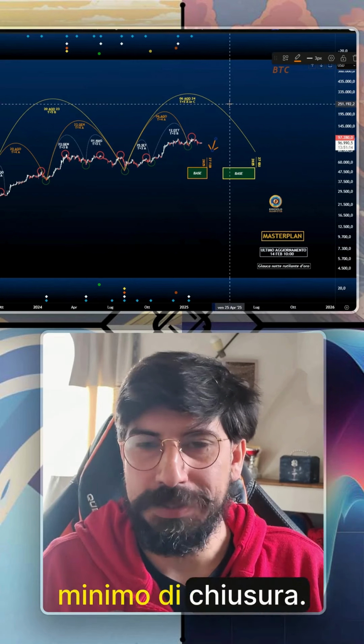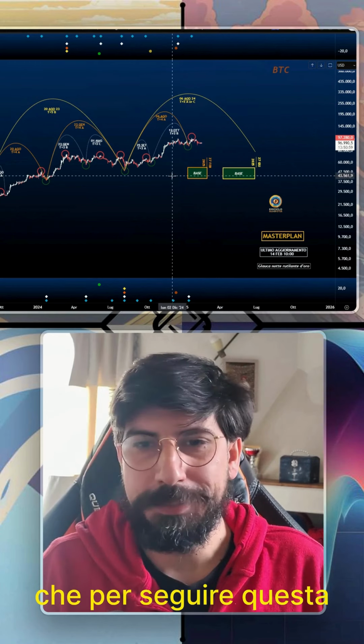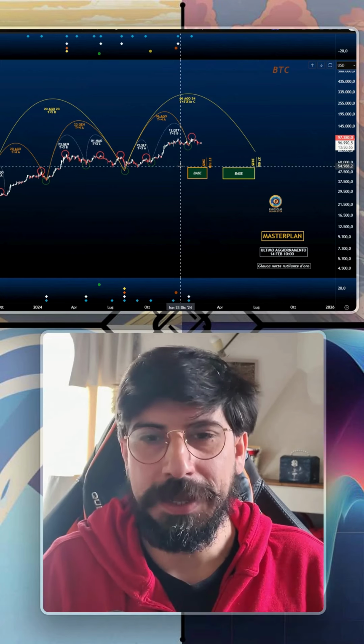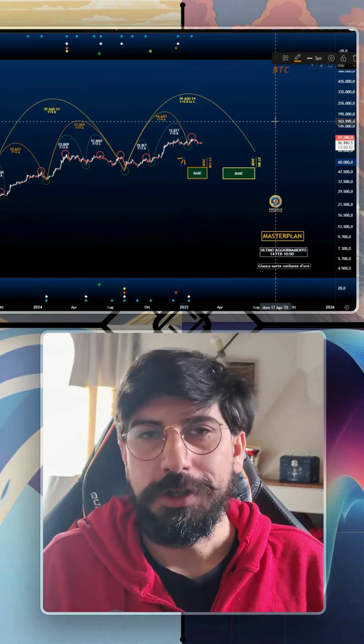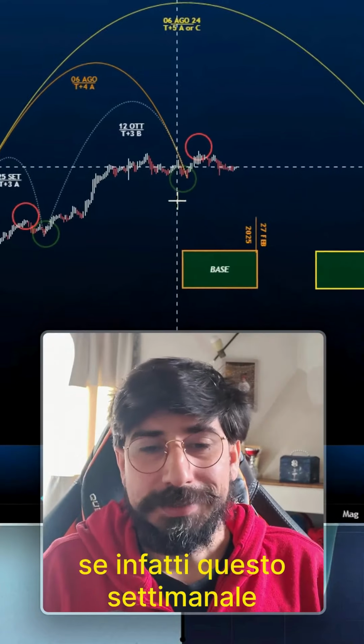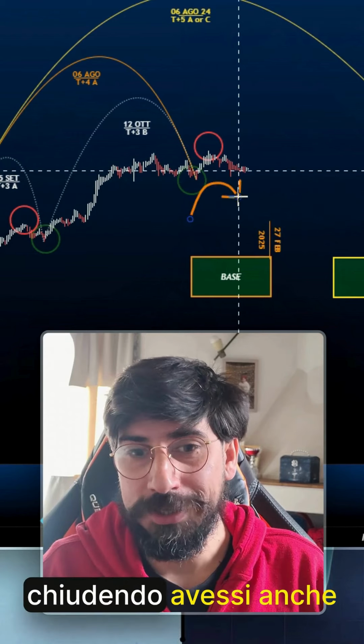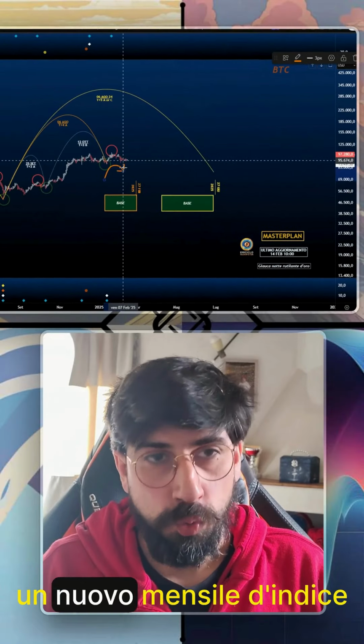at a lower level. You are very well aware that obviously, to accurately follow this dynamic, it is essential to once again focus on the weekly cycle, as it remains the only time frame that deserves our attention. If in fact this weekly cycle began on January 13th and has since closed, you would also have initiated a new monthly level of investigation.